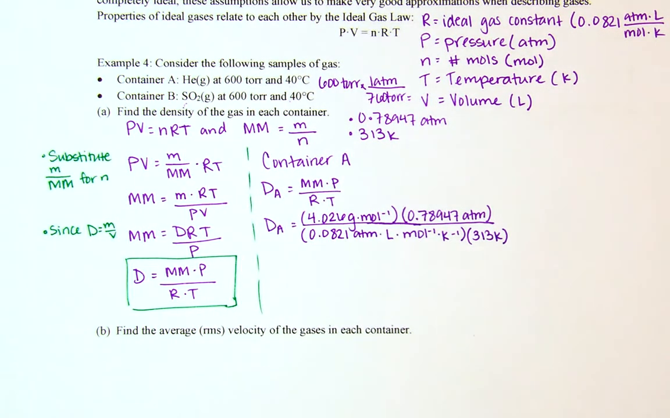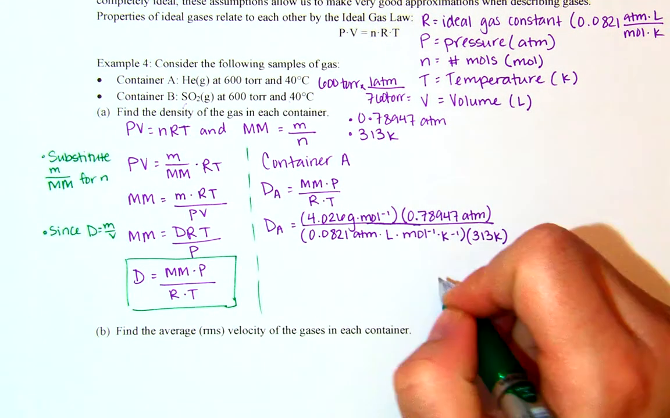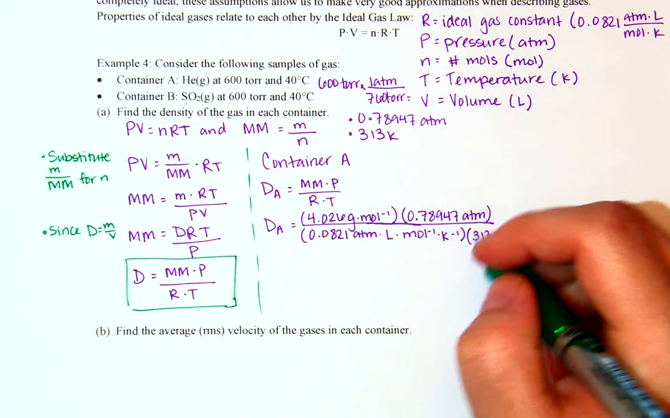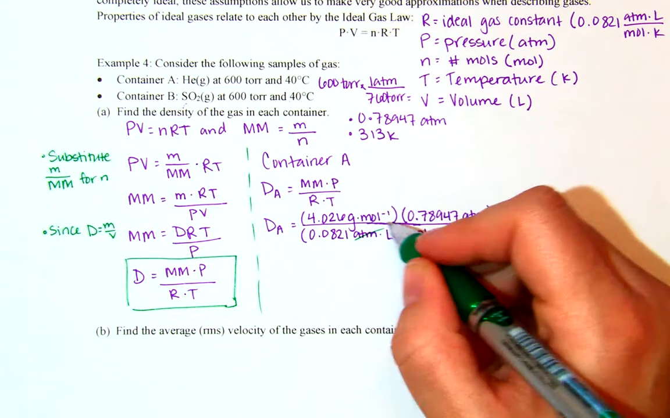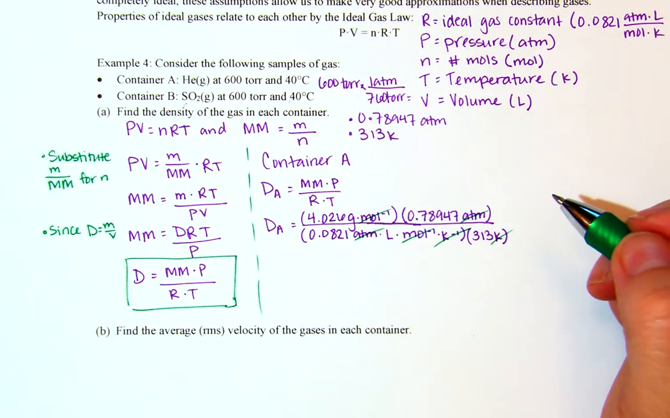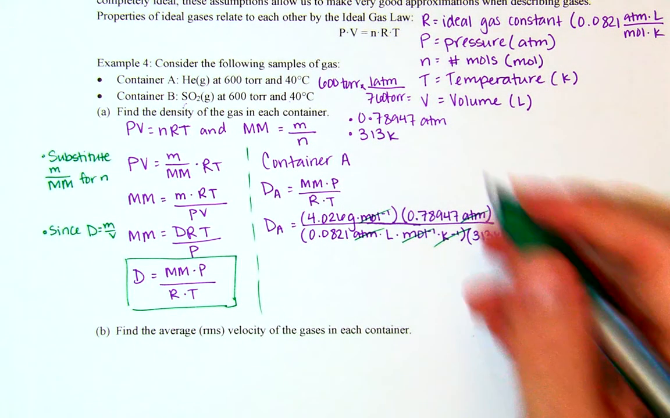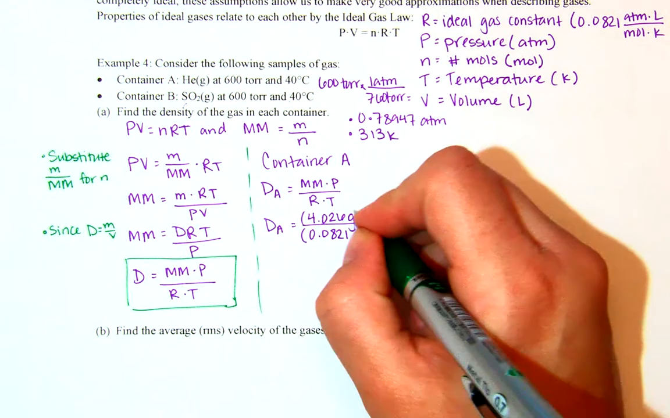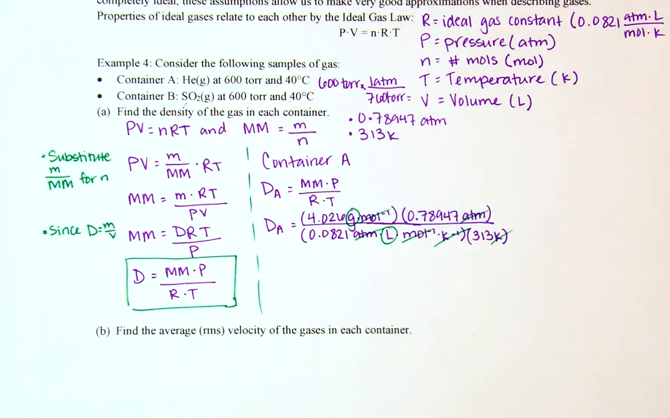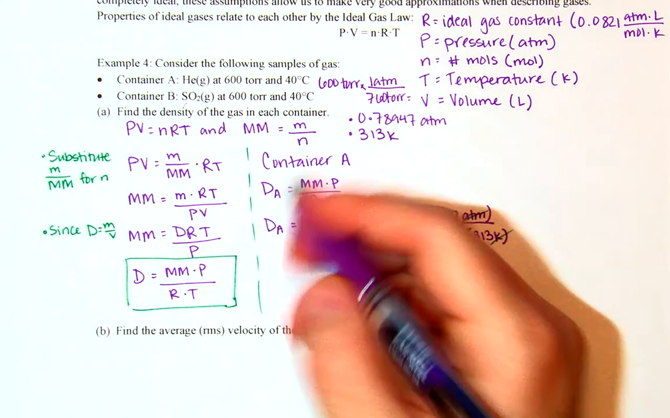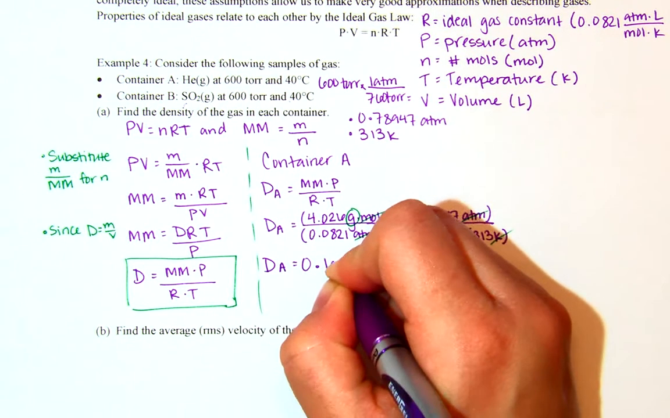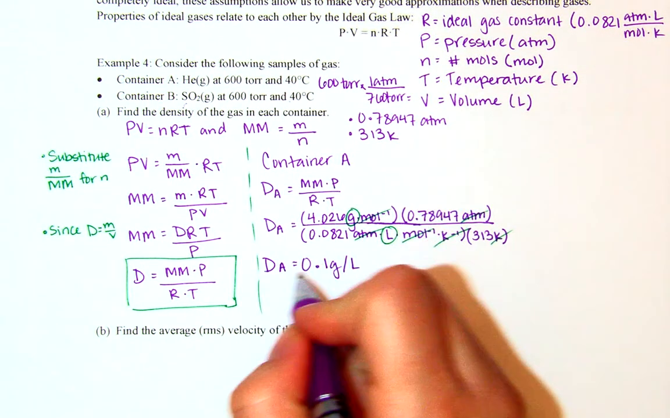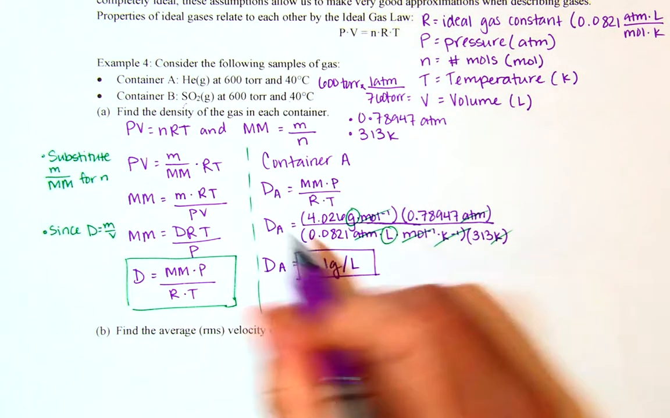All right, going through and canceling out all our units. This is always a good step to do to make sure that you've got everything in the right units, and that way your numbers aren't wrong when you calculate this out. So kelvins go away, atmospheres cancel out, inverse moles cancel inverse moles. Great. All right, we're set. So we are in grams per liter, which is what we want for our density. So when you type all this into your calculator, your density is 0.1 grams per liter. So that's the density of the gas A, or your helium in container A.